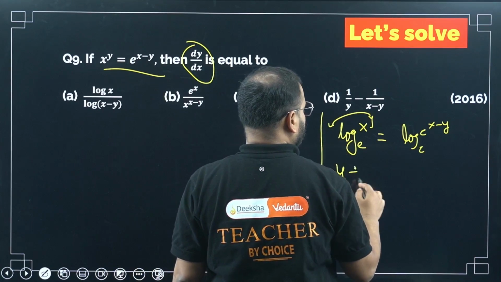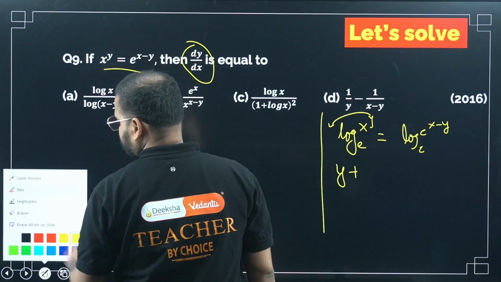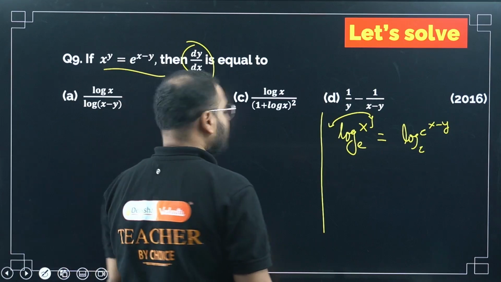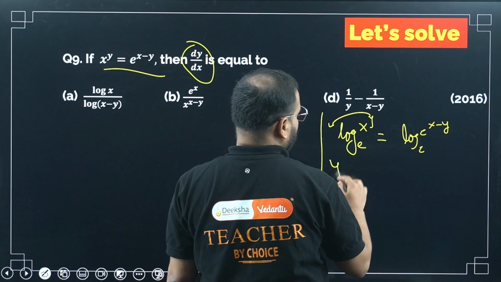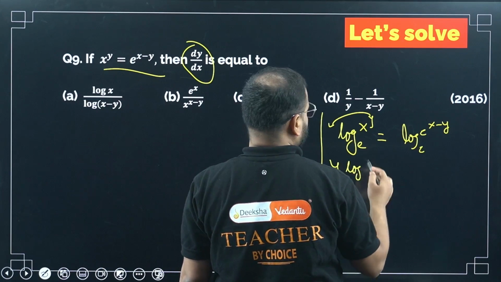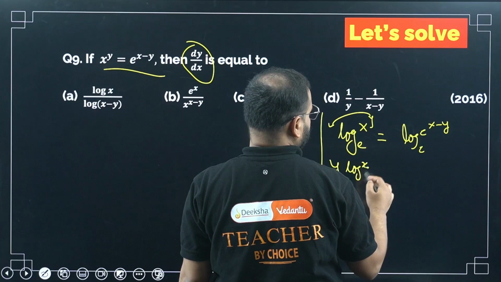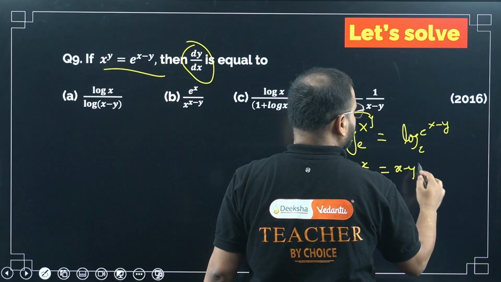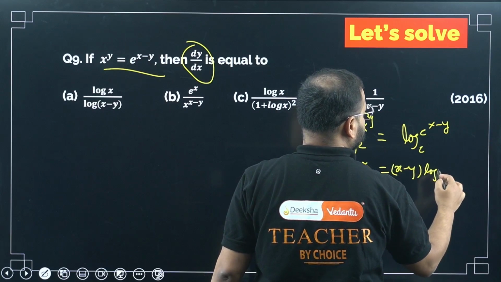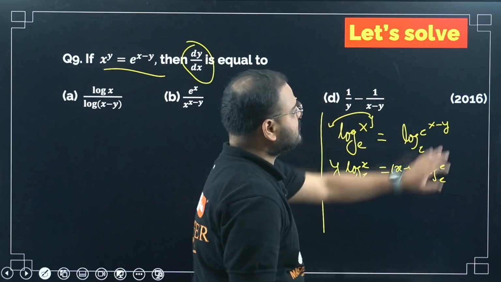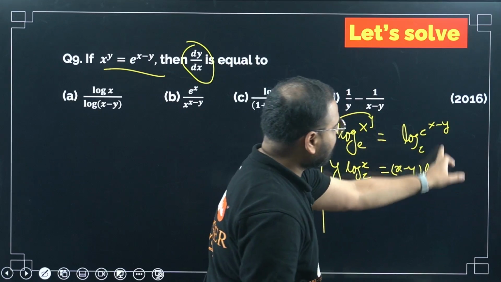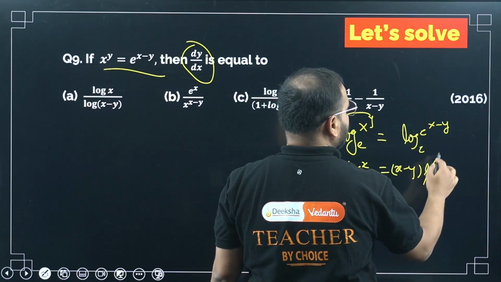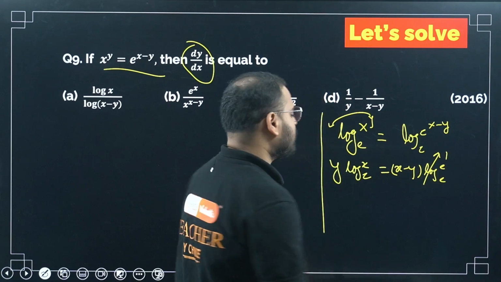It'll come as coefficient, no? So I'll get y log x to the base e. Over here I'll get x minus y log e to the base e. Correct? Because this part will move as coefficient and this e will remain as it is. What is log a to the base a? It is always 1. So log e to the base e is 1.